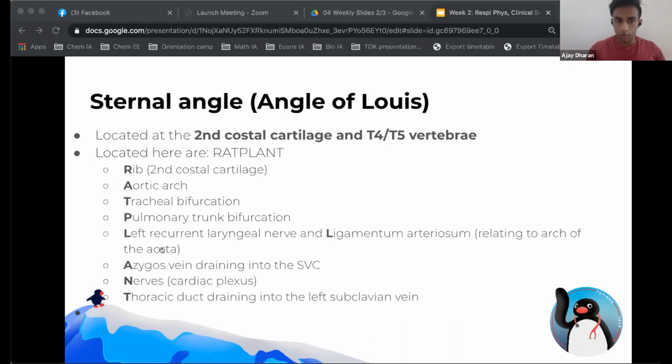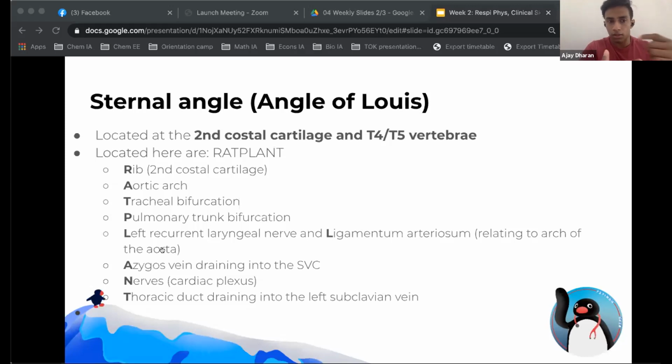And we'll have quite a few important things: your second costal cartilage is here, your aortic arch is there, your tracheal bifurcation. In relation to your respiratory system, this is the most important thing, your tracheal bifurcation, and you'll have the pulmonary trunk bifurcation as well. And another thing is that you have your left recurrent laryngeal nerve over here.